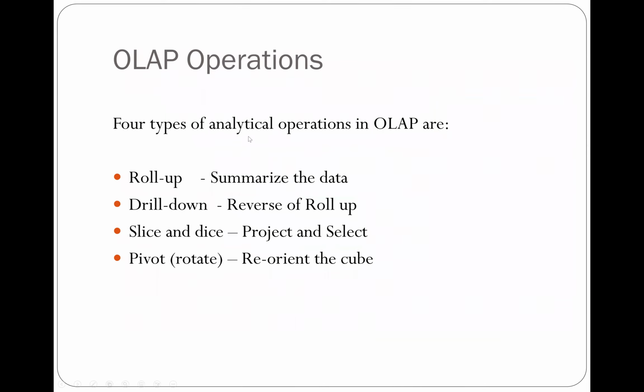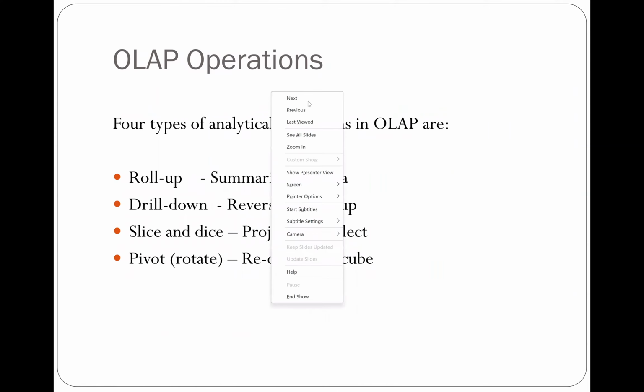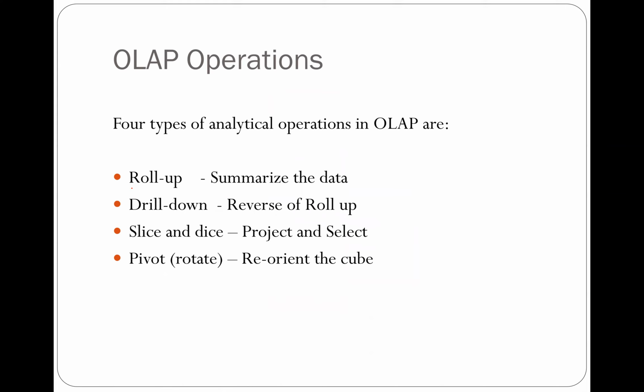And if you see in OLAP, we have different operations. If you are working on real-time projects, then you would have heard these kinds of terminologies from a business analyst or somebody else. They will say, okay, roll up this particular table, do a roll up on this data, go for drill down operations, go for slice and dice, pivot operations. See, what are these OLAP operations here? We have 4 types of analytical operations in OLAP.